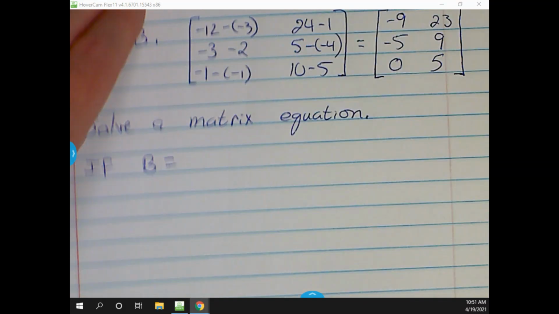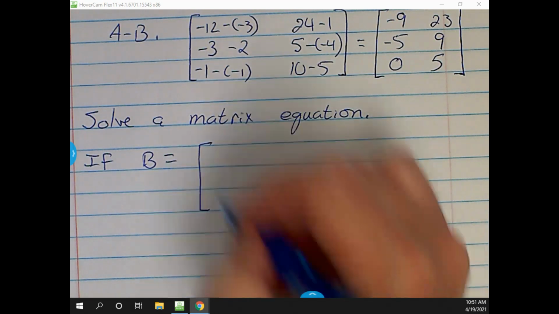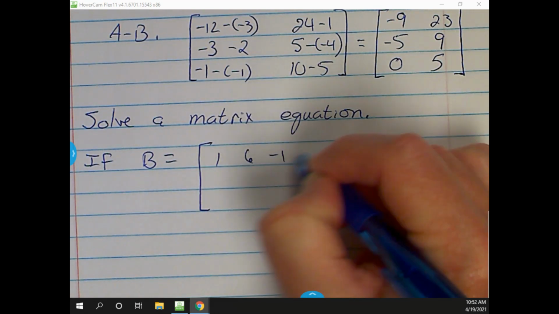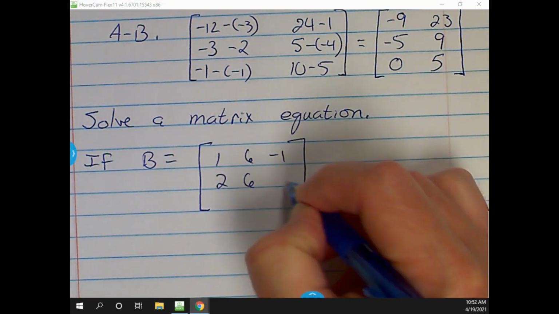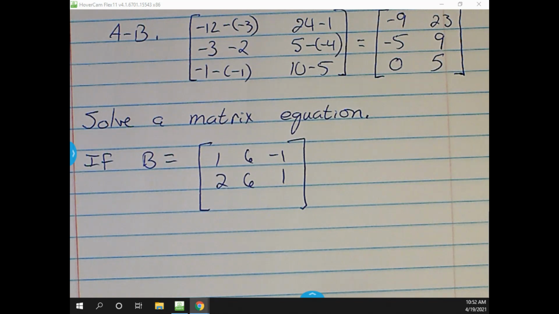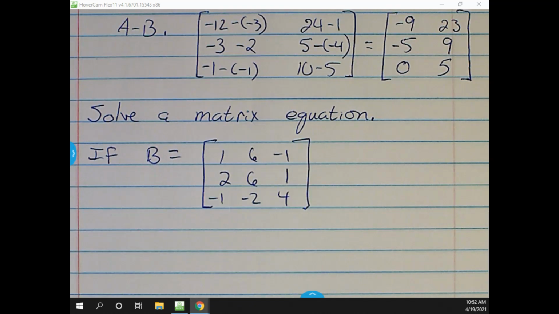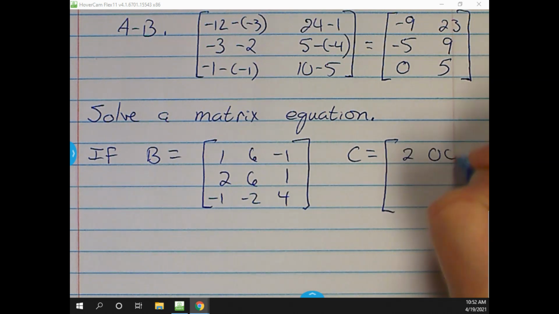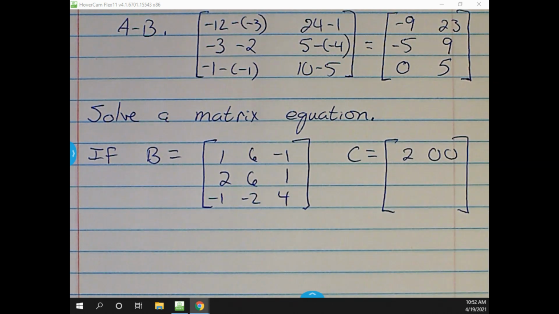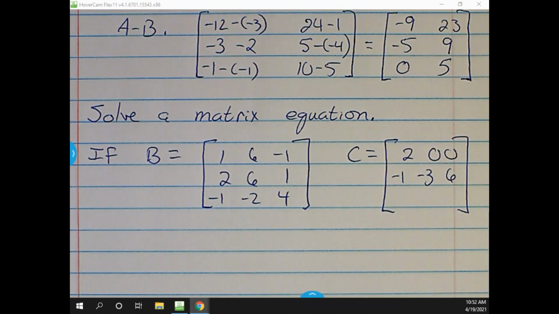All right, they'll do something like this. They'll give you 2 different matrices. So let's say B is 1, 6, -1, 2, 6, 1, and then -1, -2, 4. And C is 2, 0, 0, -1, -3, 6, and 2, 3, -1.